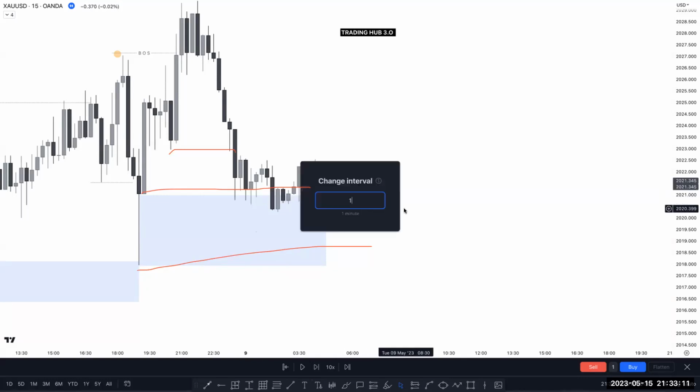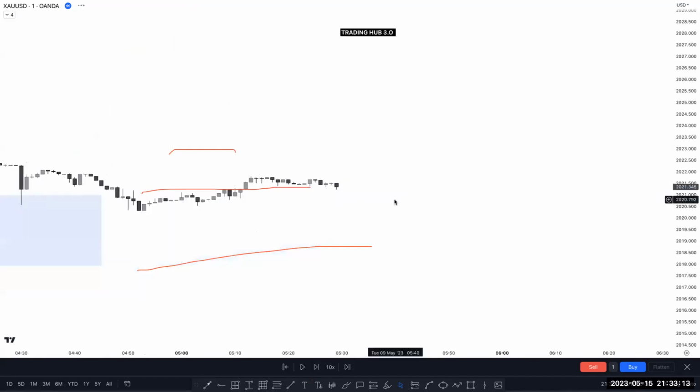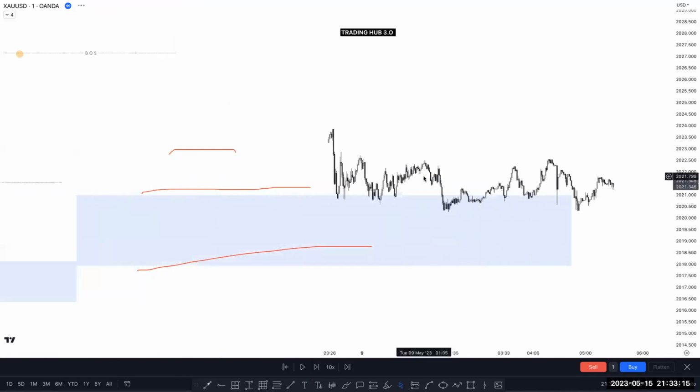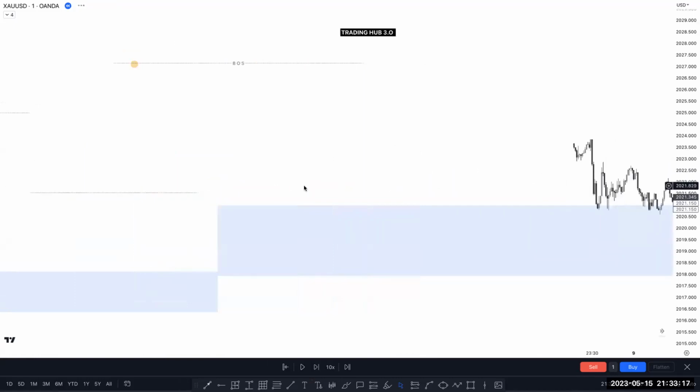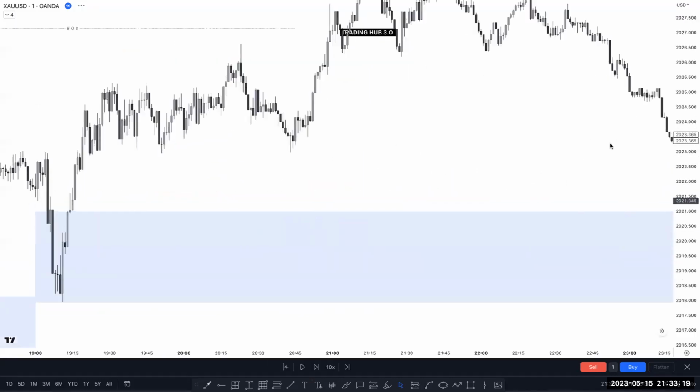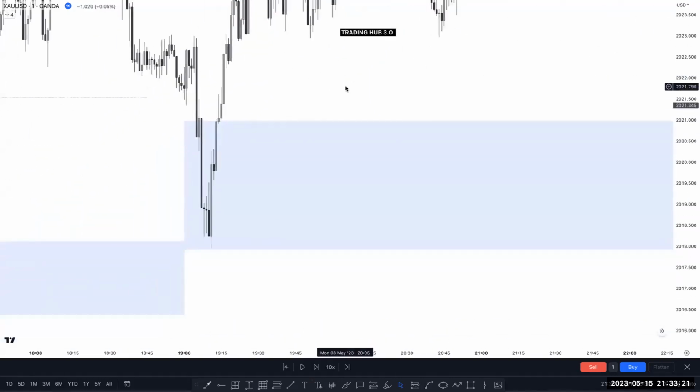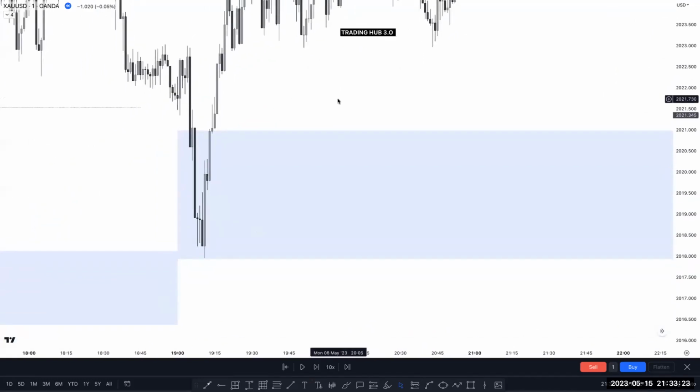Okay, so first of all, you have to switch here to a 1 minute time frame. Let's see. So where is our refinement order block here, everyone?